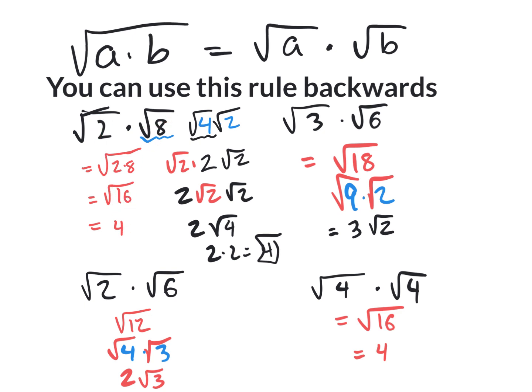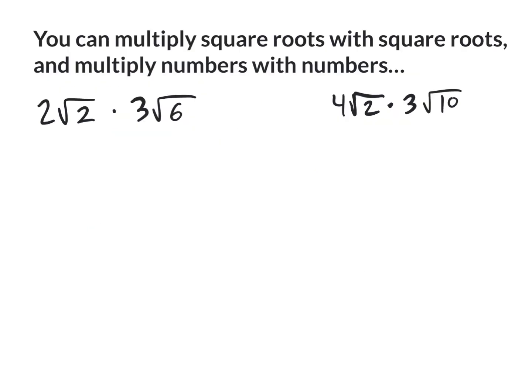Okay. Let's try a different concept here. The reality is you can multiply square roots with square roots and multiply numbers with numbers. So everybody jot this one down: 2 square root of 2 times 3 square root of 6. You could multiply the numbers with the numbers and the radicals with the radicals. So what do I have here? Showing my work, 2 times 3 times the square root of 2 times the square root of 6.